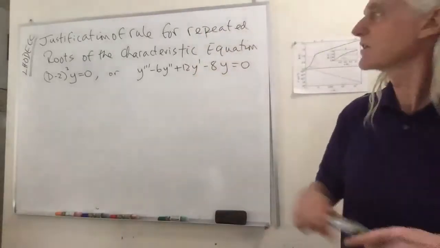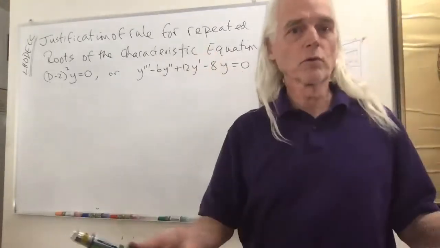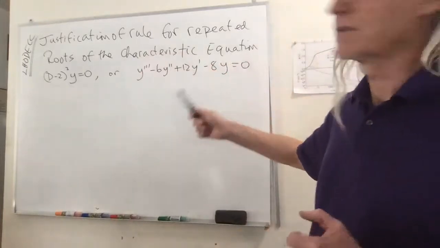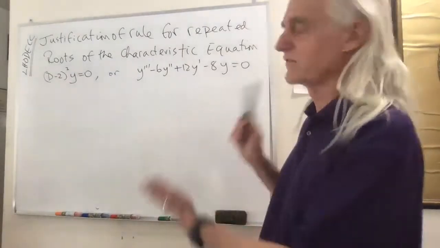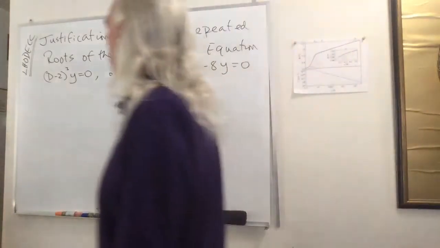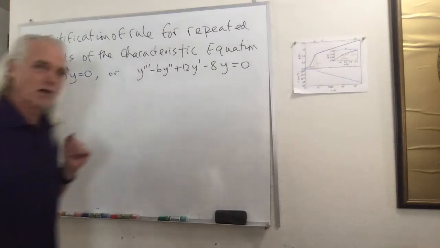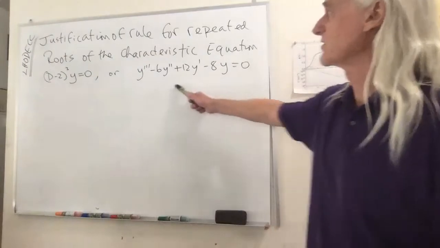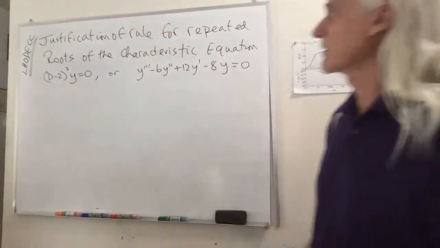Hello. So in this video, I want to justify the rule we have for repeated roots of the characteristic equation for a LHODECC, a linear homogeneous ODE with constant coefficients. Okay. So I'm going to do this by example. Suppose I have (D minus 2) cubed y equals 0. And that might sort of scare you, but believe me, that's a lot nicer than this original differential equation, okay?